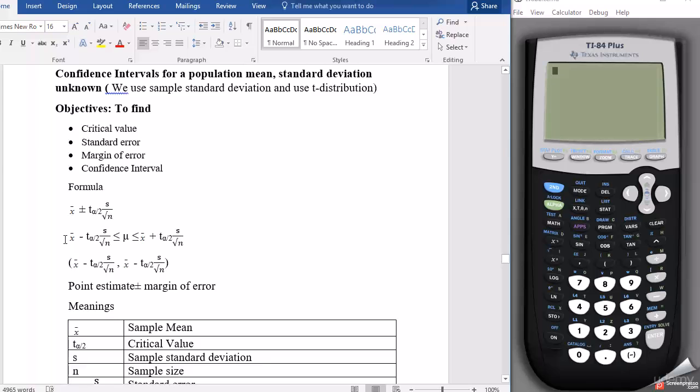Okay, so this is one way we can express the confidence interval, the lower bound on the left and the upper bound on the right. This is another way to express that. Okay, so when you add or subtract the margin of error from the point estimate, you get the confidence interval.